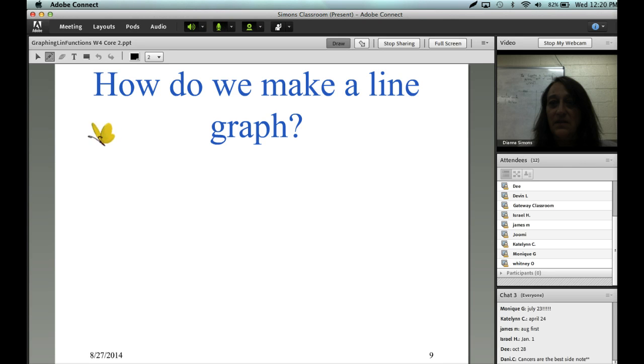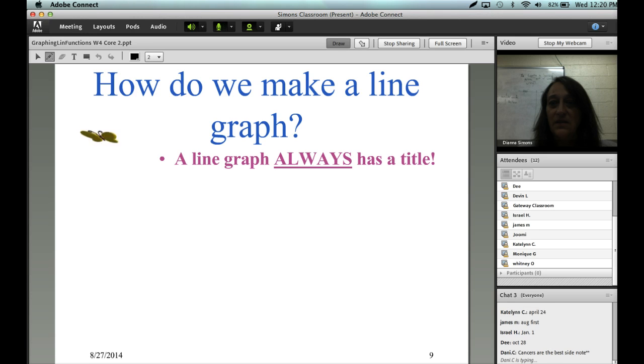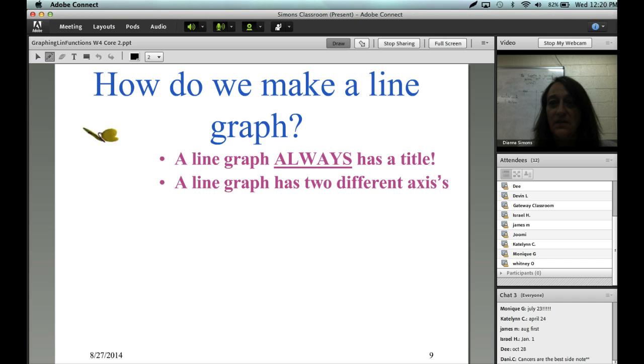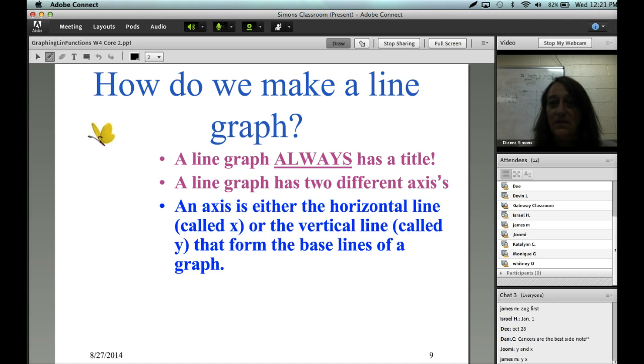Okay, so well, I don't know about that, Danny. How do you make a line graph? Just draw a line, right? It's always a line, and the one thing that it really always has, this is something that's pretty important when you do draw graphs, it has a title. A line graph has two axes, right? What are those axes? X and Y. That's right. Horizontal axis is X, vertical axis is Y.